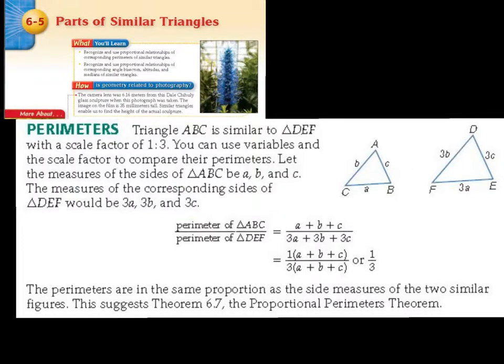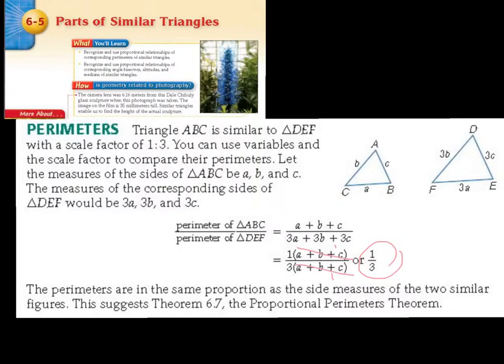So if we find the perimeter of triangle ABC, it would be a plus b plus c, and the perimeter of triangle DEF would be 3a plus 3b plus 3c. We can factor a 3 out of the denominator, and a 1 out of the numerator. So a plus b plus c, that sum, is the same in the numerator and denominator, and we remember that anything divided by itself is always 1. So the perimeters are in a ratio of 1 to 3 as well. The perimeters are in the same proportion as the side measures of the two similar figures.